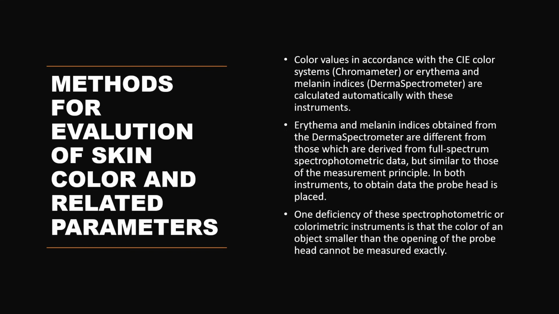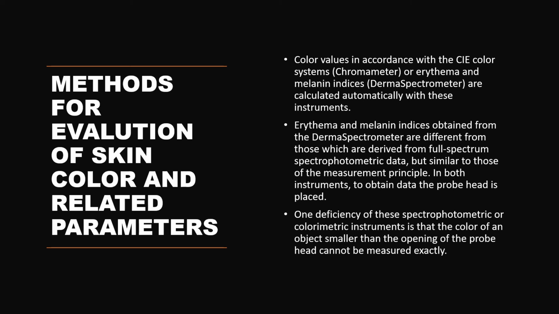Now the color values in concordance with the CIE colorimetric indices, color systems, or erythema and melanin indices are calculated automatically with these instruments. So from the first instrument which we have discussed previously, we can calculate the CIE indices values, and from the second instrument, that is the derma spectrometer, we basically calculate the melanin indices. So erythema and melanin indices obtained from the derma spectrometer are different from those which are derived from full spectrum spectrophotometric data, but similar in the measurement principle.